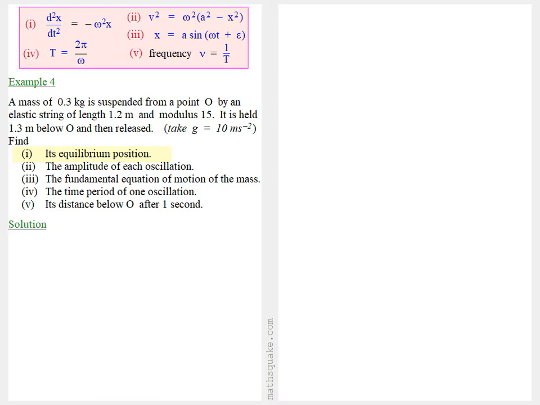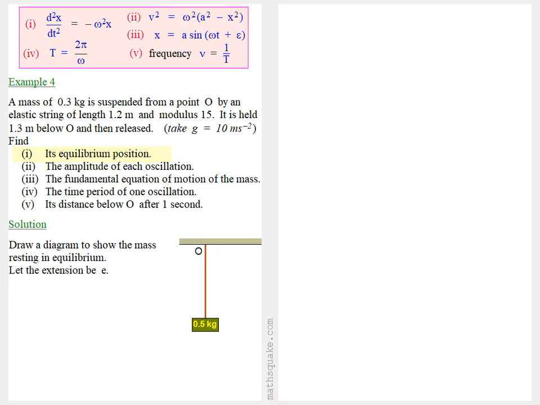Now to solve this, we need to draw a diagram. It must show the mass resting in equilibrium. So let the extension be e, that is the distance below the natural length. Then we can mark in the forces, and we've got a weight acting vertically downwards of 0.5g, and a tension acting vertically upwards, we can call that T. Then we can resolve vertically. We get T is equal to 0.5g, and since we're taking g as 10, that gives us T is equal to 5 newtons.